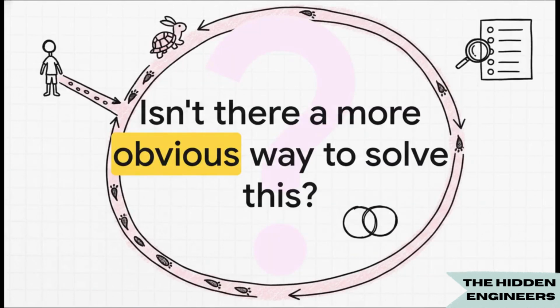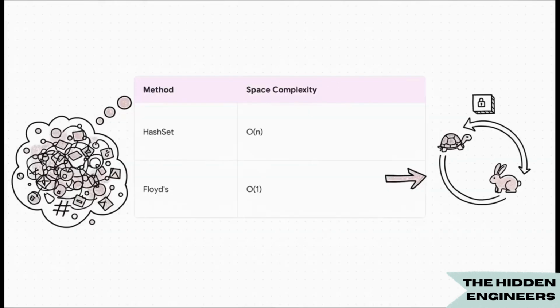Now, I know some of you might be thinking, okay, this is clever and all, but isn't there a more straightforward way? Why not just keep a list of every single spot you've visited? And if you ever try to visit a spot that's already on your list, well, you found a loop. And you know what? That's a great thought. Let's compare that approach. And this table just brilliantly illustrates why Floyd's algorithm is so special. Take a look. The obvious method, the one using a hash set to remember visited spots, has what we call a space complexity of O(n). That just means the more data points you have, the more memory you need.